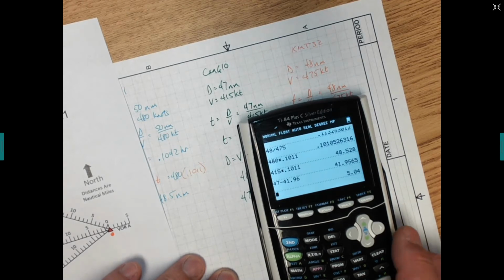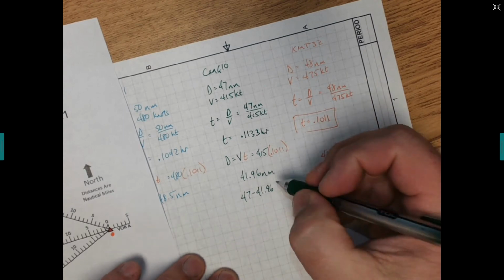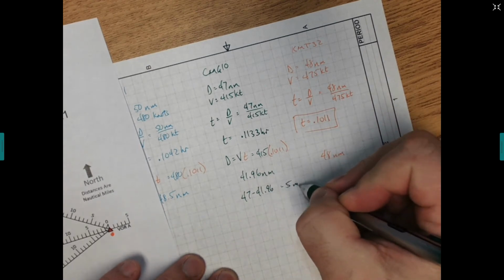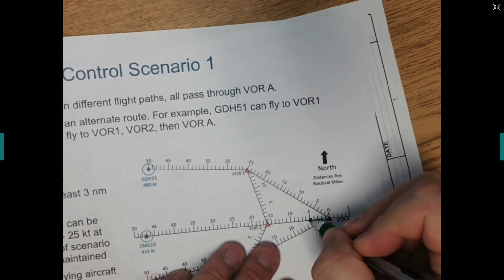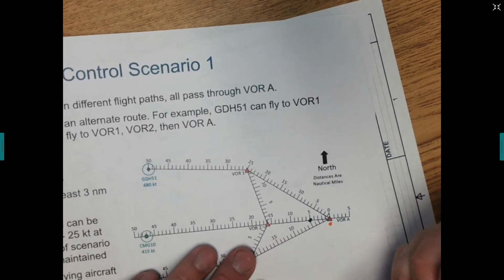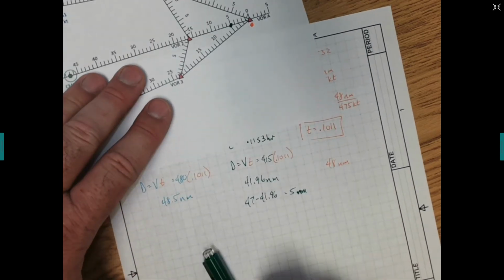41.96. And we get that he's at 5. We're going to round this off and just say that it's at 5 nautical miles out. Okay, so if we look here, the green one is sitting right there. Okay, and now we're looking at the blue guy.